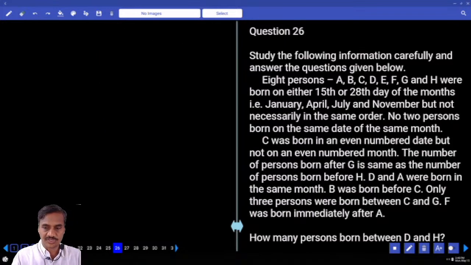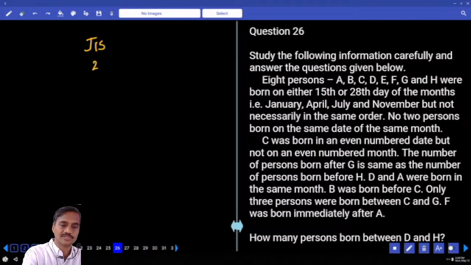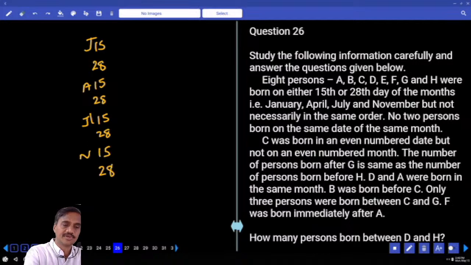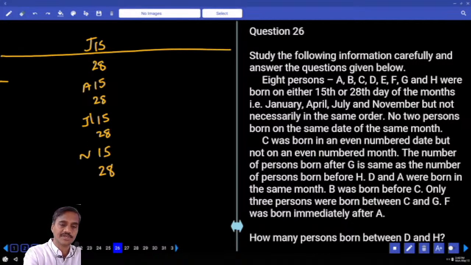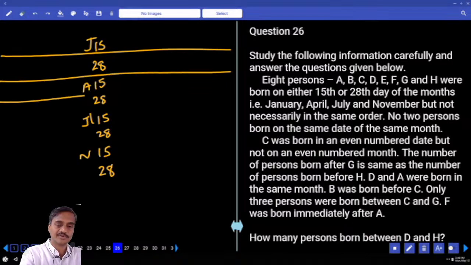The next one, 26 onward. There are some 8 people and they were born in different months. What are the months we have? Jan. And in the month of Jan, there are 2 different dates given. 15 is one, the other one is 28. Jan 15, 28, April 15, 28. And next one, July and November. Now this July 15, 28 and November 15, 28. Now these are the 8 we have, and out of these 8, then coming to condition number 1.